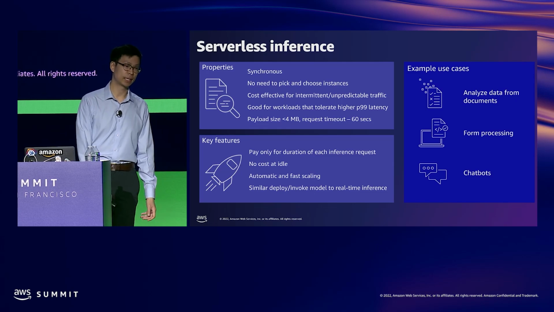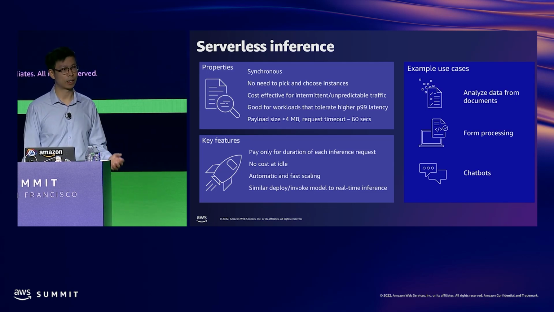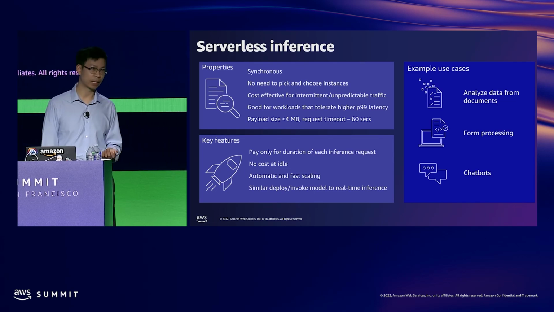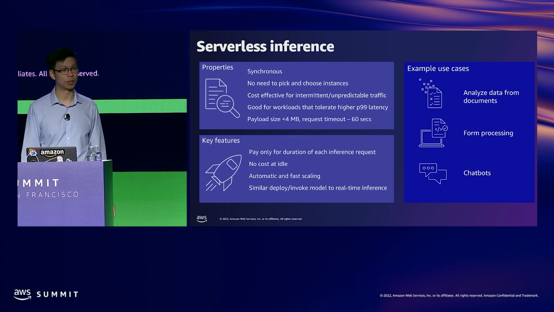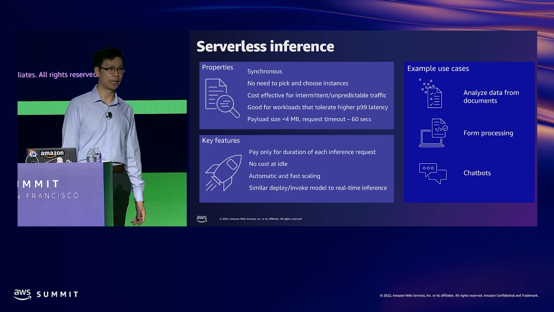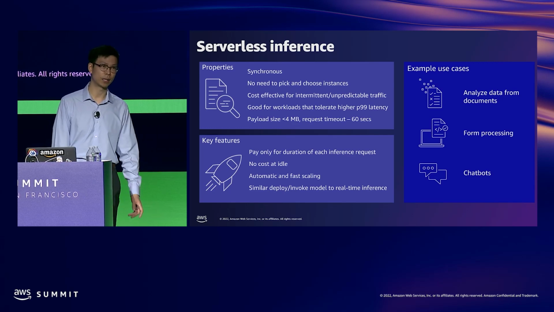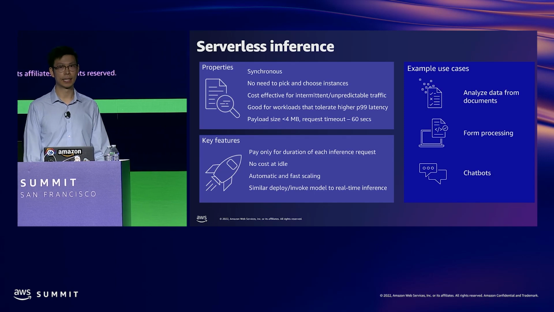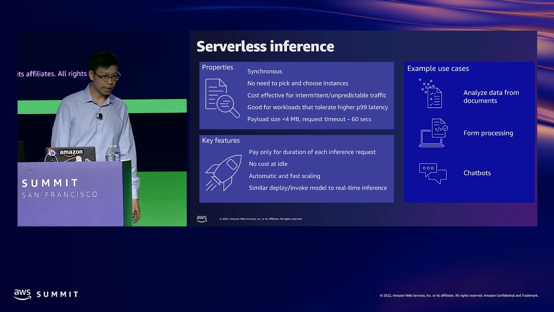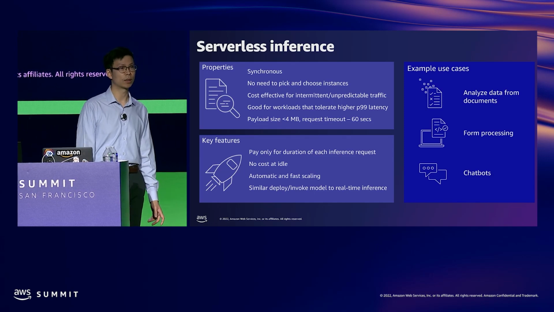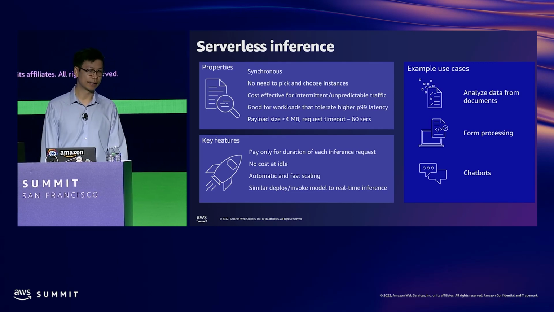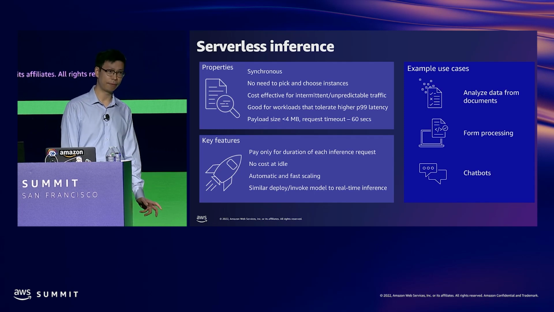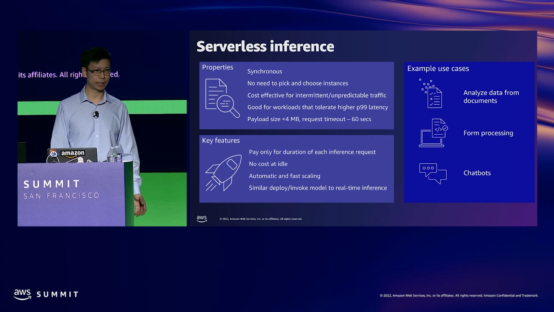So it's really cost-effective for your workloads that are intermittent or have unpredictable traffic, or when you have periods of no traffic, but you still need something available. And when we scale, the first few requests will see a higher latency. So it's good for workloads that can tolerate this increase in latency while we scale up. It's similarly good for workloads with payload size of less than 4 megabytes and request durations of less than 60 seconds.